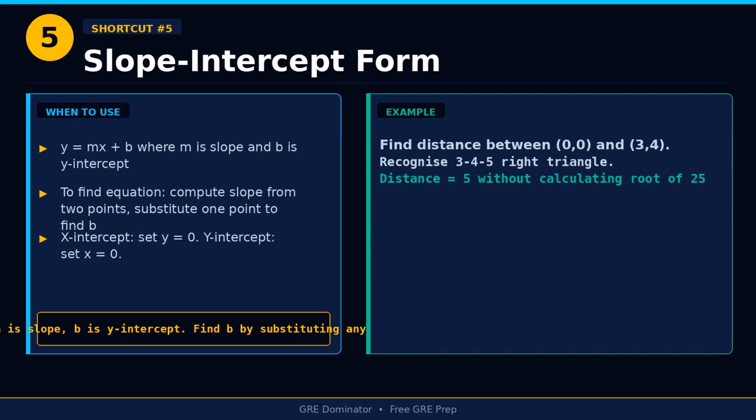Equation of a line, y equals mx plus b. Given 2 points, compute slope first. Then substitute 1 point into y equals mx plus b to find b. For points (1, 2) and (4, 6), slope equals 4/3. Substitute (1, 2): 2 equals 4/3 plus b, so b equals 2/3. Equation, y equals 4/3 x plus 2/3. To find the x-intercept, set y equal to 0 and solve for x. To find the y-intercept, set x equal to 0 and read b directly.